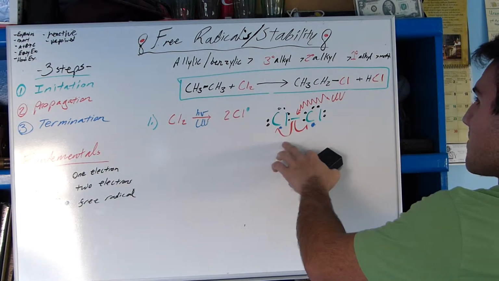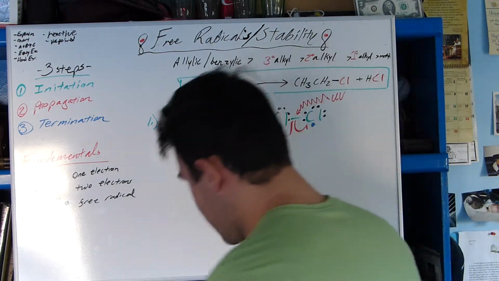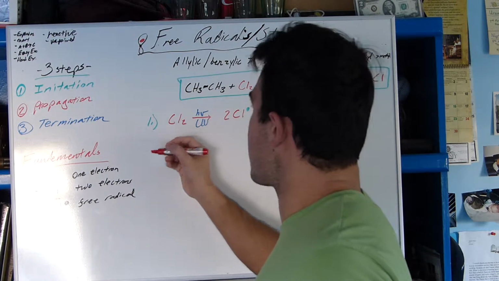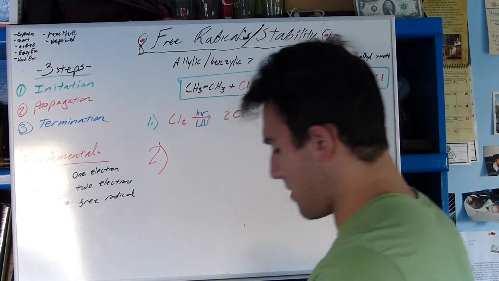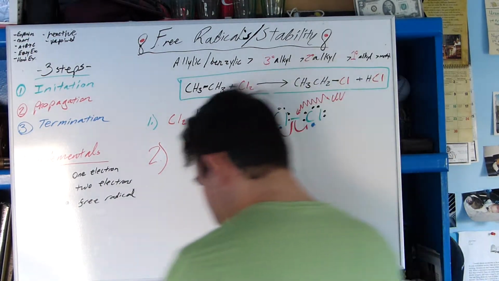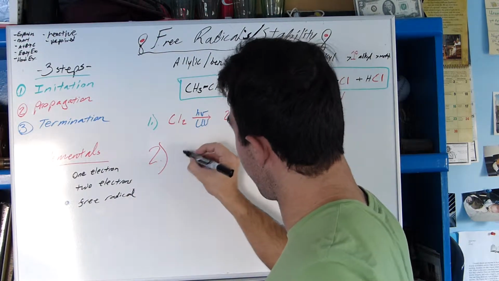So here's the first step. We break the bond. So second step, go in color order here. Second step is propagation. So propagation is pretty much one step, but it has 2 parts to it. So let's start off here. So we will draw the ethane.